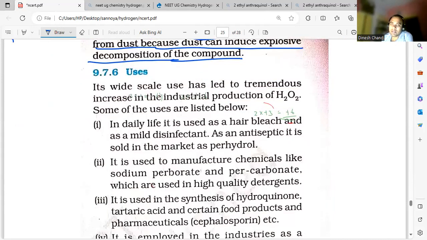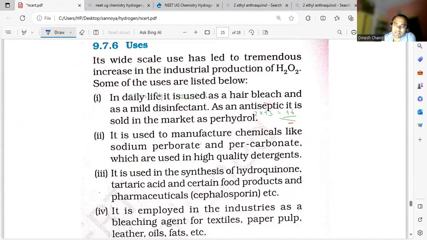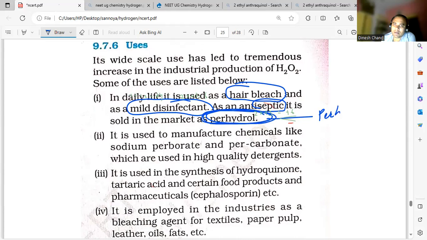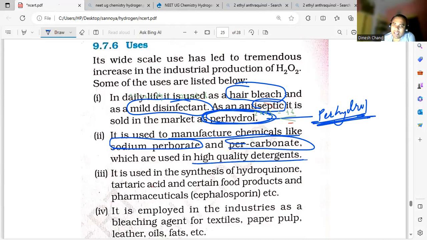Now the uses. It has a large number of uses. It is used in daily life as a hair bleach. Second, as a mild disinfectant, for floor cleaning. As an antiseptic, it is sold in the market as perhydrol. Keep in mind, if you want to purchase it in the market, you will not find it as hydrogen peroxide, you will find perhydrol. It is used in manufacturing chemicals like sodium perborate and percarbonate, which are used in high quality detergent.